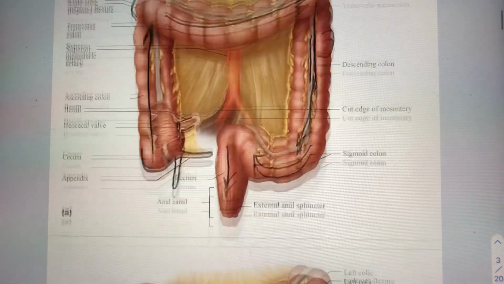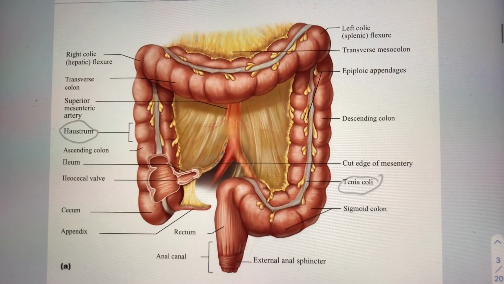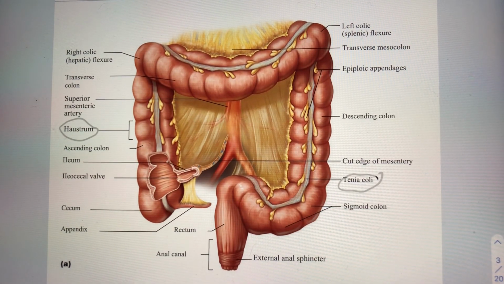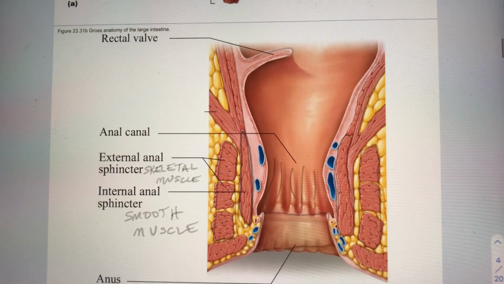Right, some things that weren't labeled on slide 3 are now labeled, but we just went over them. Things like haustrum and Taenia coli and such. Okay, if we move to slide 5, here we can see rectum and anus.